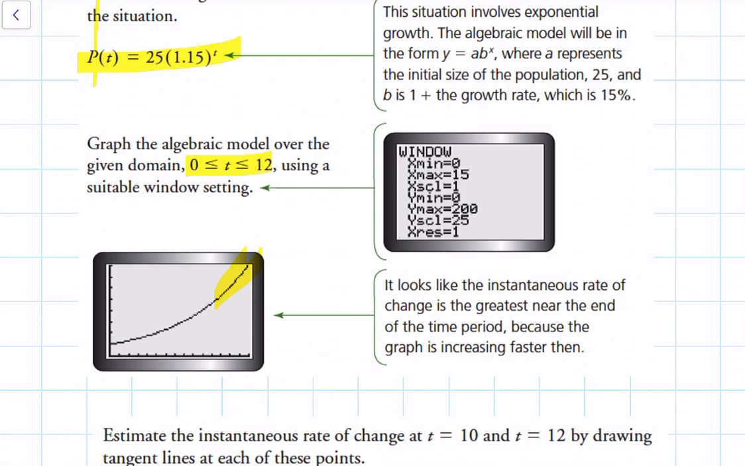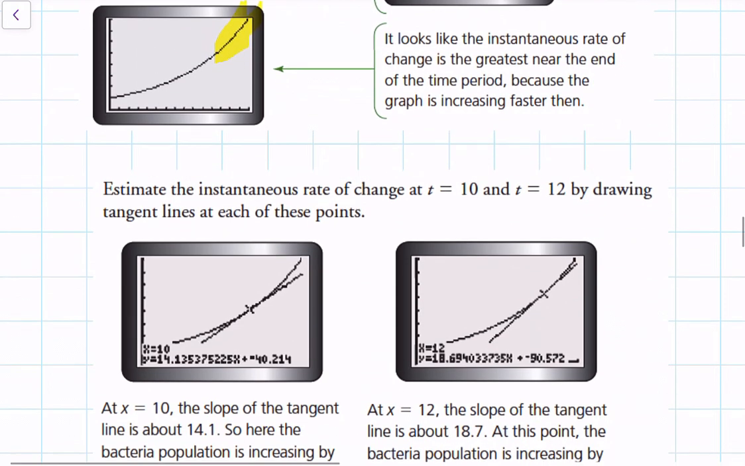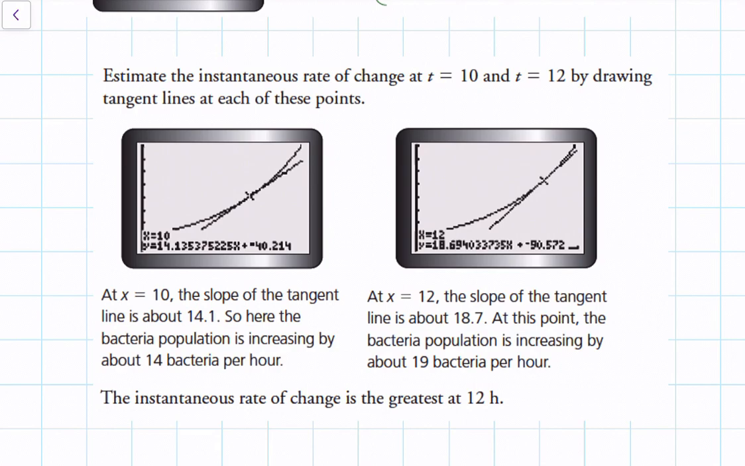How do we know that? Because the graph is increasing at the fastest rate at that point. And so then we're going to estimate the instantaneous rate of change between time at 10 and time at 12. And we're going to draw tangent lines at those 2 points in order to find it.